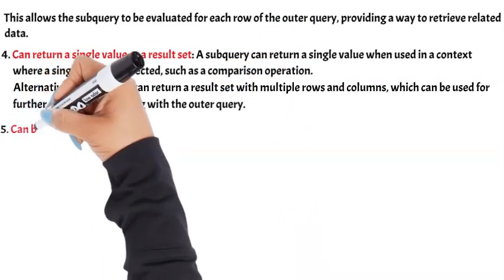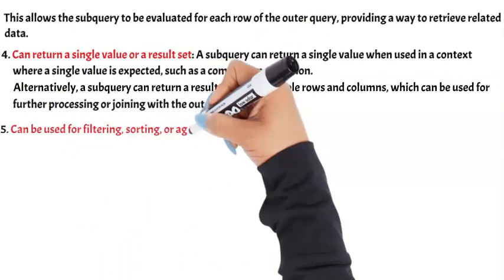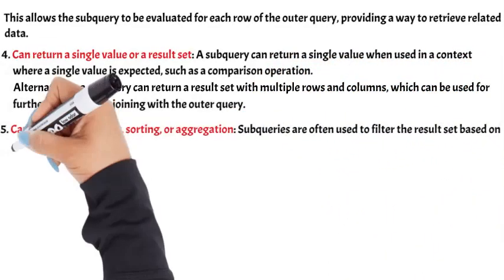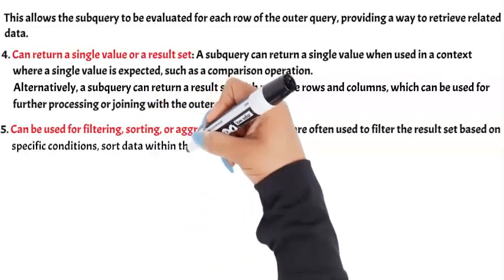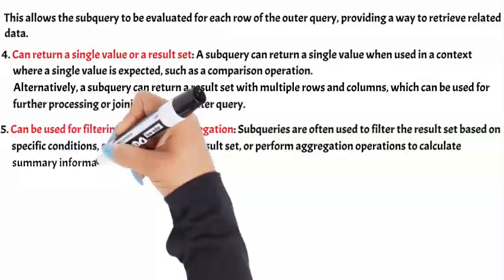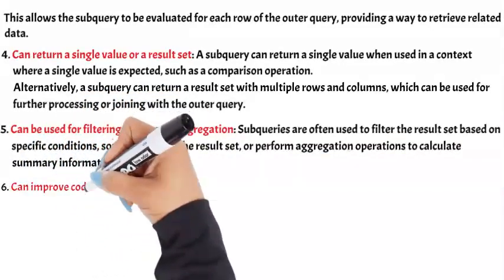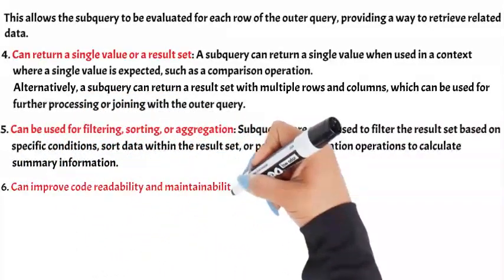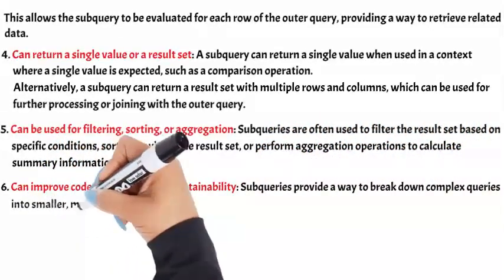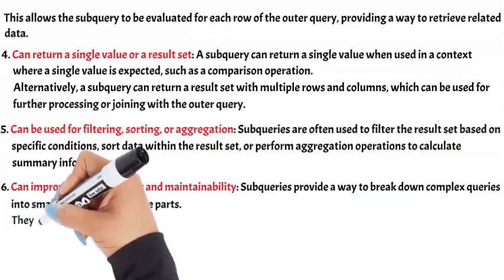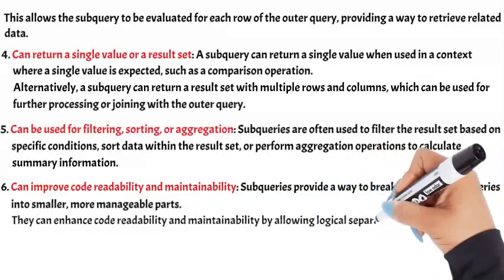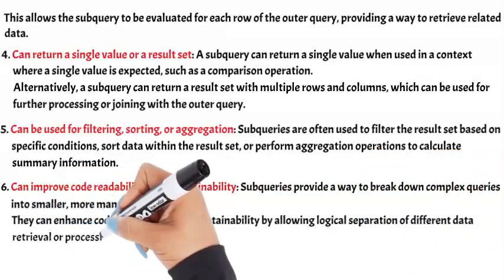5. Can be used for filtering, sorting, or aggregation. Subqueries are often used to filter the result set based on specific conditions, sort data within the result set, or perform aggregation operations to calculate summary information. 6. Can improve code readability and maintainability. Subqueries provide a way to break down complex queries into smaller, more manageable parts. They can enhance code readability and maintainability by allowing logical separation of different data retrieval or processing steps.